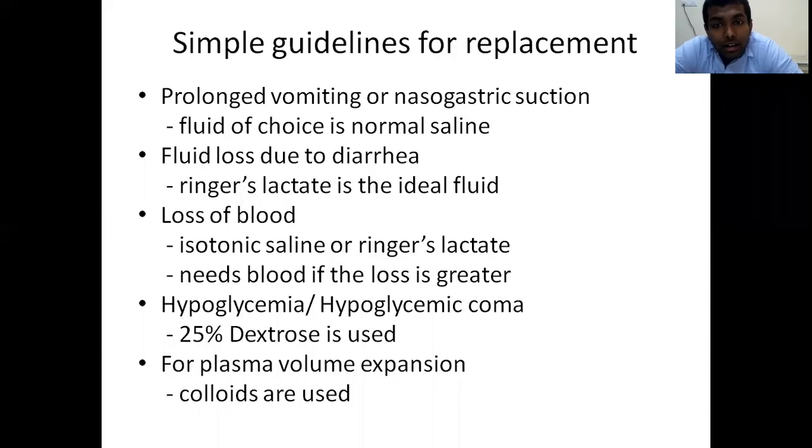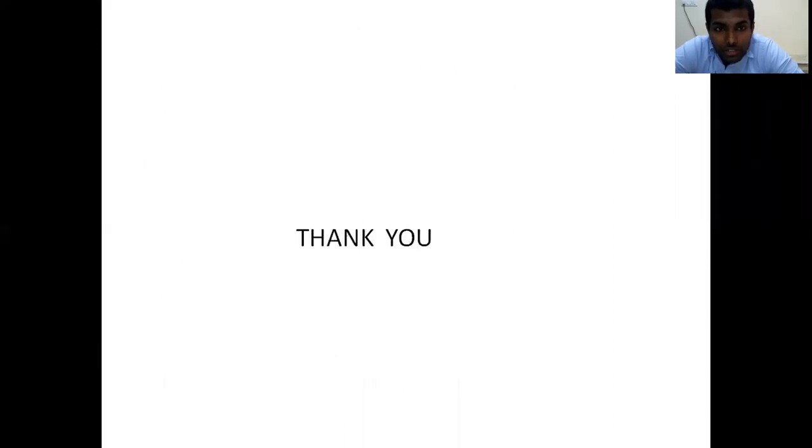Now, in prolonged vomiting or nasogastric suction, the fluid of choice is normal saline. In cases of diarrhea or burns, Ringer lactate is the fluid of choice. If there is loss of blood, it is isotonic saline or Ringer's lactate. And if the blood loss is greater, we need to replace it with blood. In patients with hypoglycemia or hypoglycemic coma, 25% dextrose is the fluid of choice. If plasma volume expansion is needed, colloids are used.